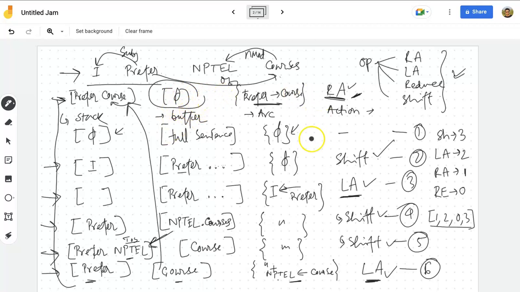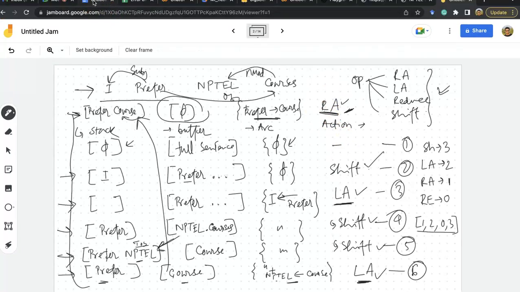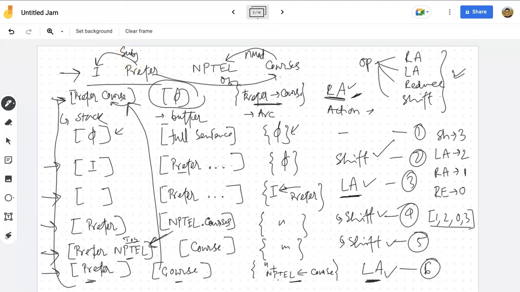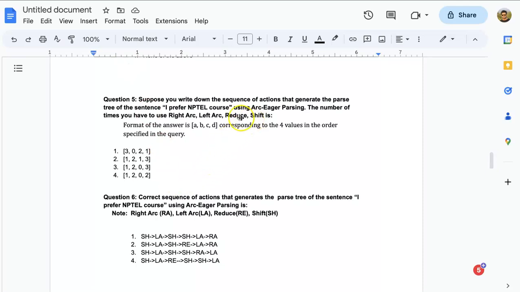So this is our action. The actions that we have taken sequentially are: first shift, then left arc, again shift, then left arc, and at the last the right arc. Now in the question, they are asking how many times you have taken each of these actions.